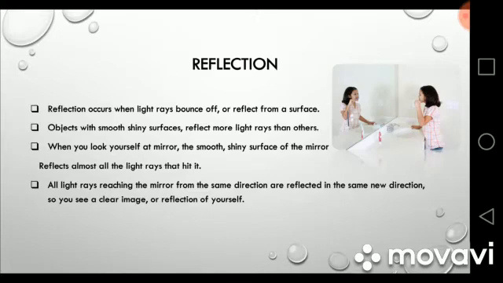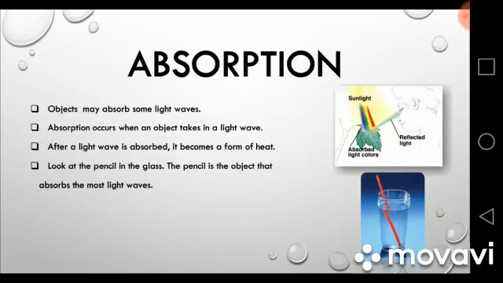When you get up in the morning and you see yourself in the mirror, this is the phenomenon of reflection which is making you able to see yourself in the mirror. Other shiny surfaces also reflect light, for example, some metals and so many others. Absorption. Basically, white light is made up of 7 different colors.